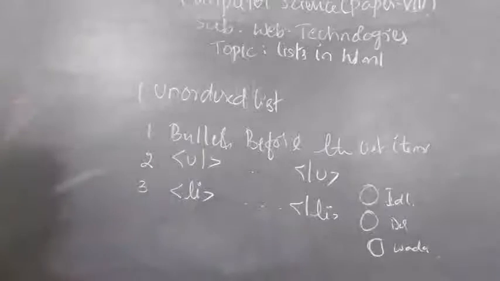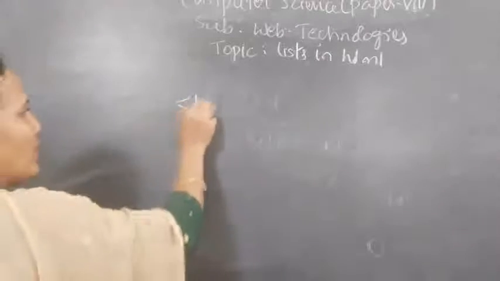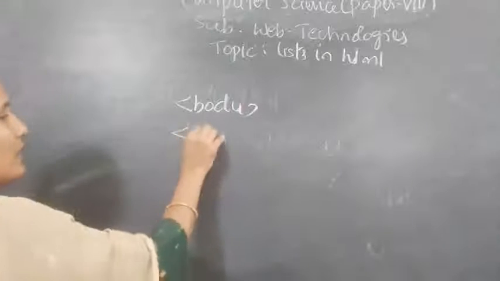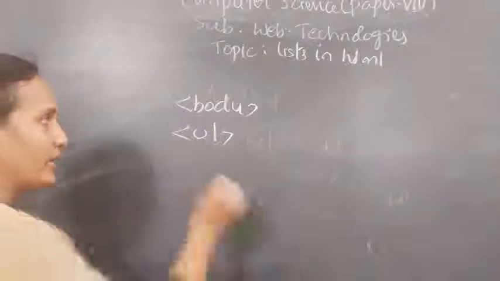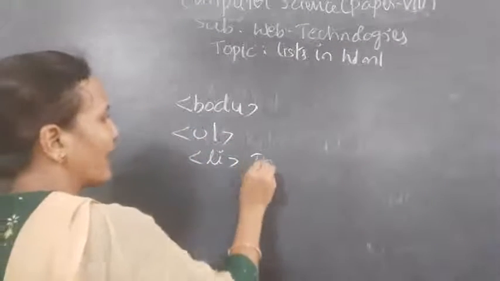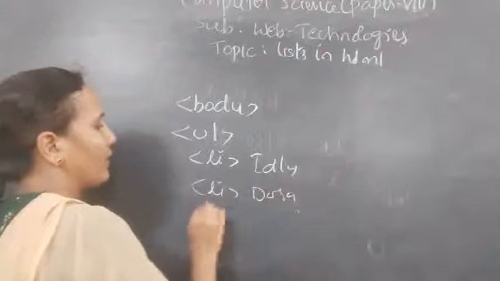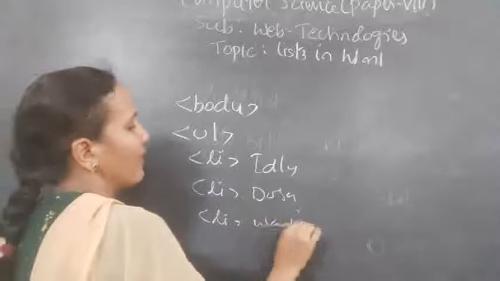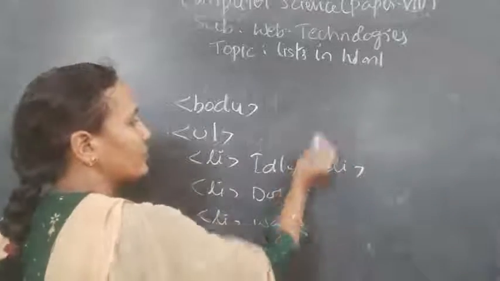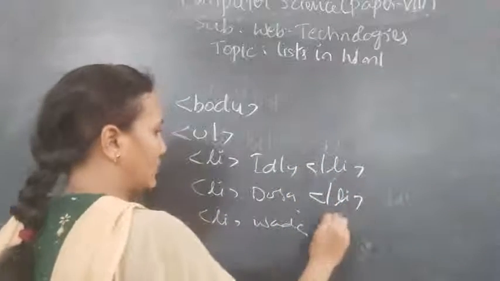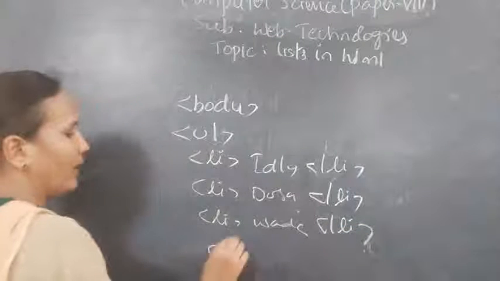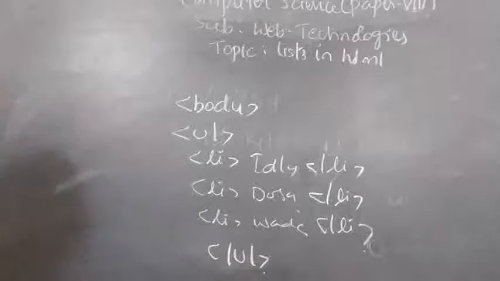Now, here I will give you the syntax. It should be in the body section, the body tag, then the unordered list. It starts with UL. Next, list item. As I just gave, idli. Next li, dosa. Next li, vada, for example, right? It should be closed. And close UL. Take a screenshot of this.